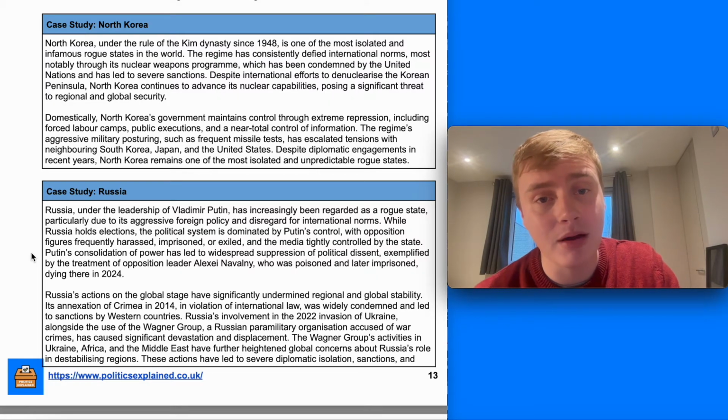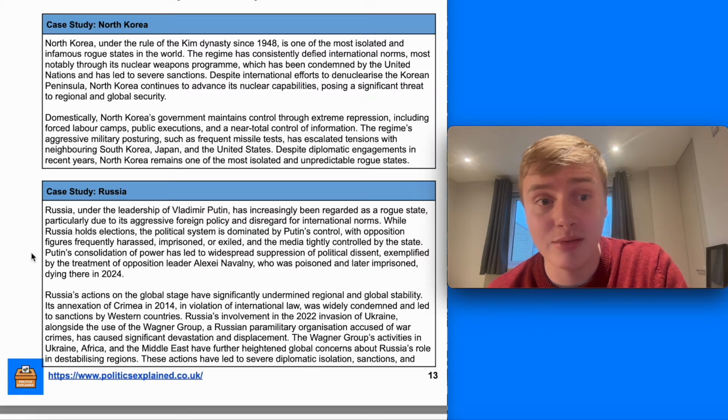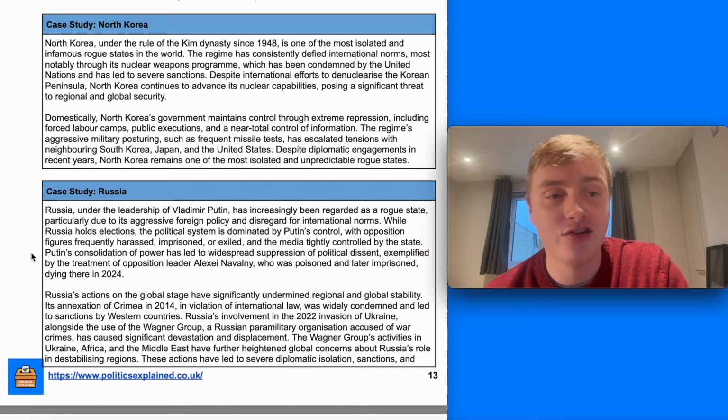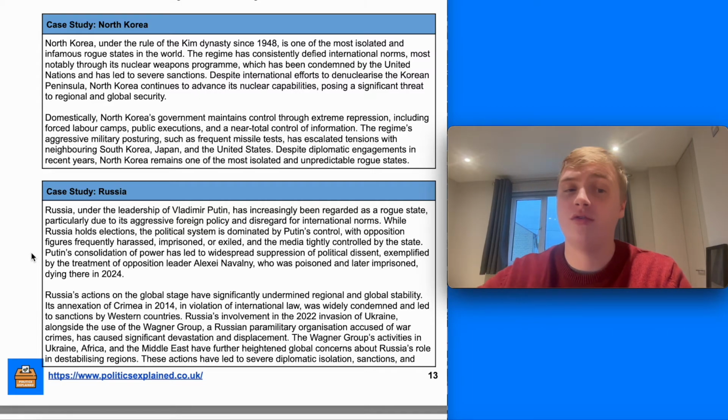Domestically, there's extreme political repression, including forced labour camps, public executions, and near total control of information. And its aggressive military posturing, such as frequent missile tests, has escalated tensions with neighbouring South Korea, Japan, and also the United States.